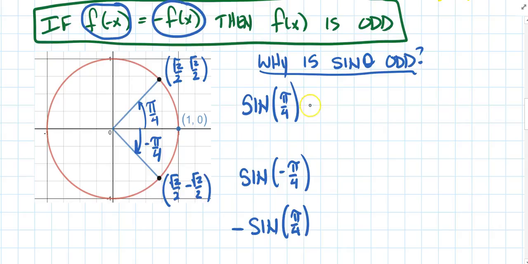The sine of pi over 4, by now, everybody should be very comfortable with the fact that that is radical 2 over 2 in an exact value. Remember, the sine deals with the y coordinate, so the sine of pi over 4 is radical 2 over 2.